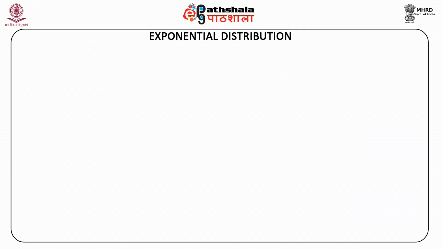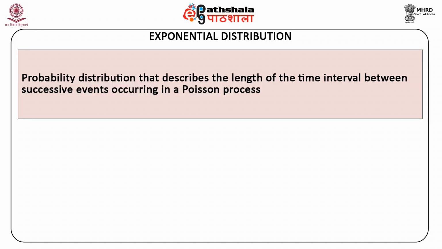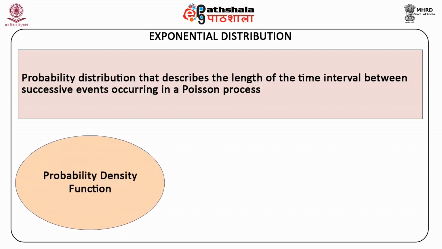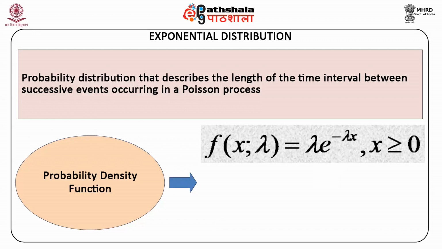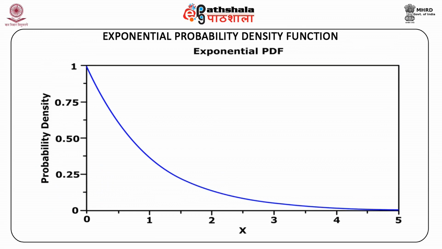Further, moving on to exponential distribution. The exponential distribution is the probability distribution that describes the length of the time interval between successive events occurring in a Poisson process. The formula for the probability density function of the exponential distribution with parameter lambda is f(x, lambda) = lambda e^(-lambda x) when x is greater than or equal to 0, and is equal to 0 when x is less than 0. The figure is the plot of the exponential probability density function.